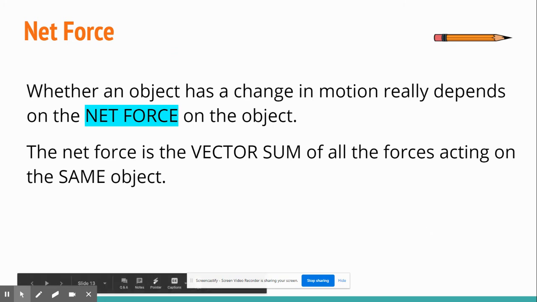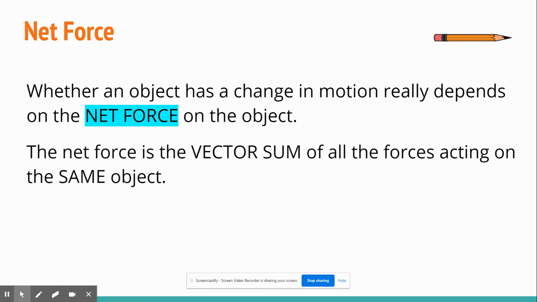So you've heard me already use this word net force, and I called it leftover force. Whether an object has a change in motion depends on the net force on the object. And the net force, like I said, my everyday language for it is, ooh, it's the leftover force when I subtract everything from it. But really, here's the technical term. The net force is the vector sum of all the forces acting on the same object.